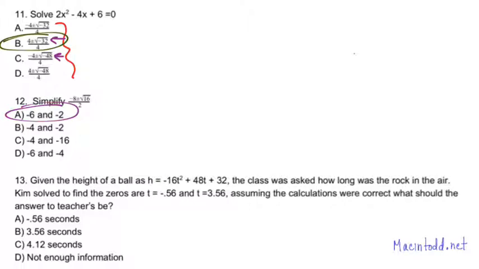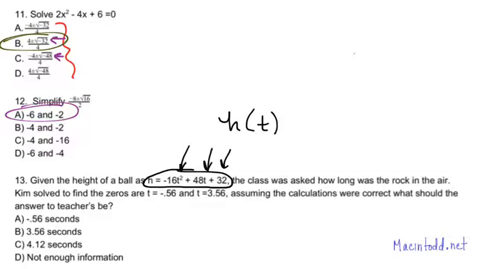This equation here gives you height as a function of time. That's the t in the equation. When she solves this, she finds out time is either a negative 0.56 or time is a positive 3.56. And so clearly, since time doesn't travel backwards, we want to use the positive time. Okay, so that 3.56 would be the correct answer for that.